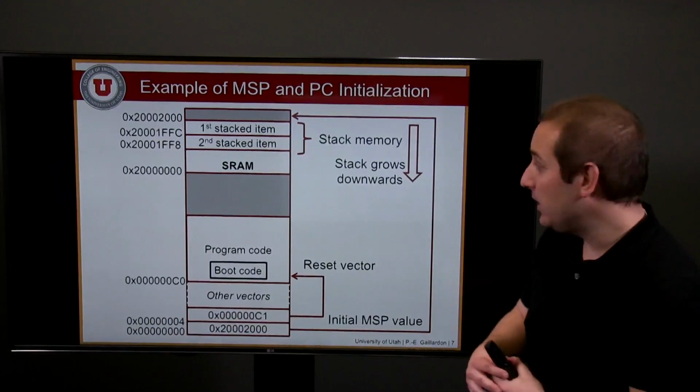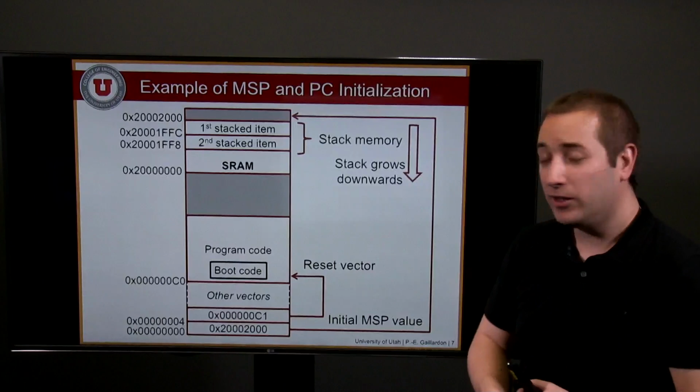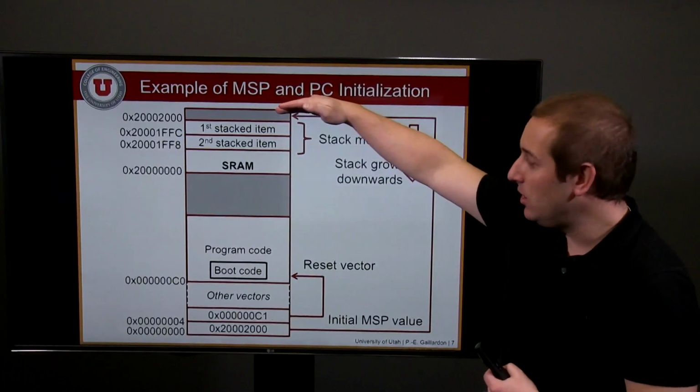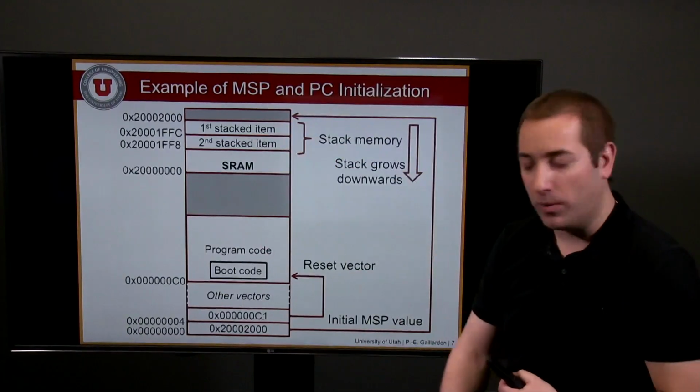As a side note, once again, note that the stack grows downward, so you always point to the last used memory location, and then you'll keep going down in your memory organization.